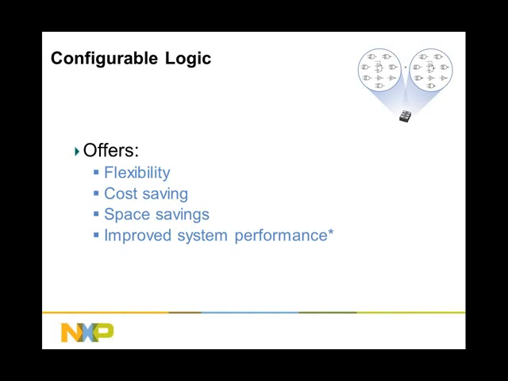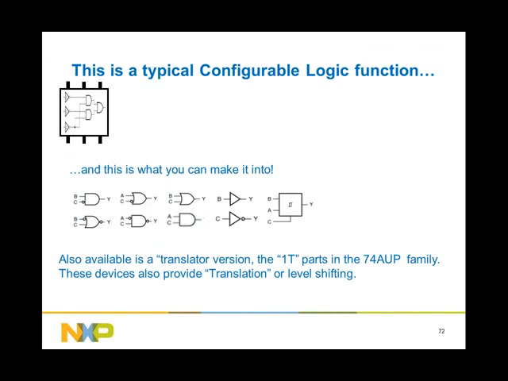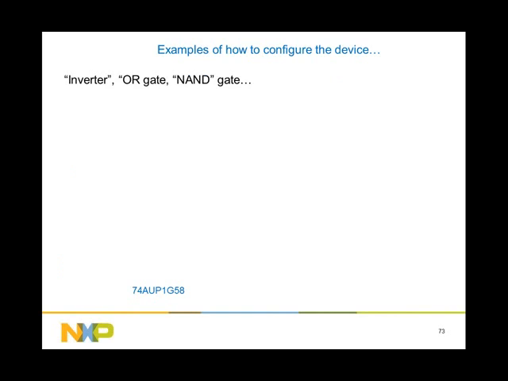Here we have a configurable device, and you can see the 9 functions that it can perform. We also offer this device with level shifting or translation in it, so that you can use it to translate up from a 1.2 volt application to a 3.6 volt application. And I'll talk about that also in just a moment.